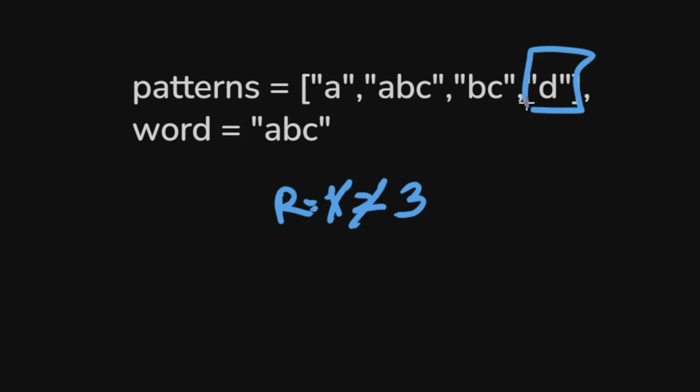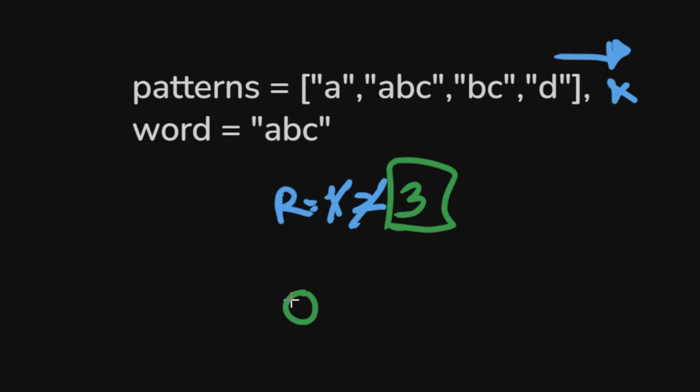Next we have a D. A is different from D, so we continue. B is different from D, so we continue, and C is different from D, so we continue. Now we have already seen all the characters in the word, and we don't have this pattern, so the result stays at 3. If we continue, now we are out of bounds, which means that the result is 3. Time complexity for this approach is big O of n times m, where n is the total amount of characters in patterns and m is the amount of characters in word, and space complexity is big O of 1.